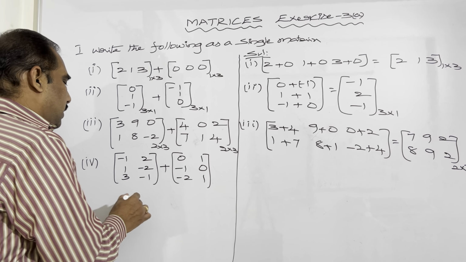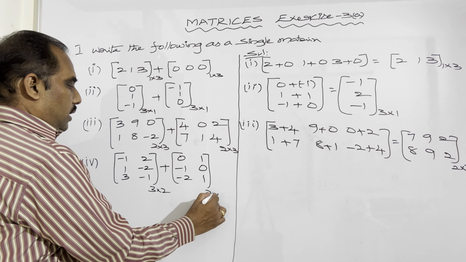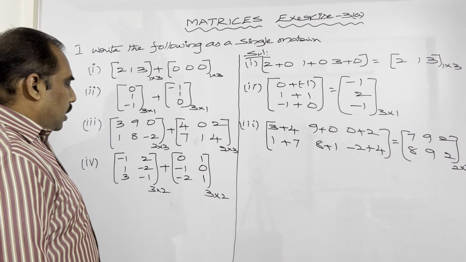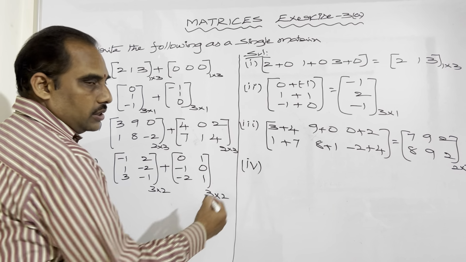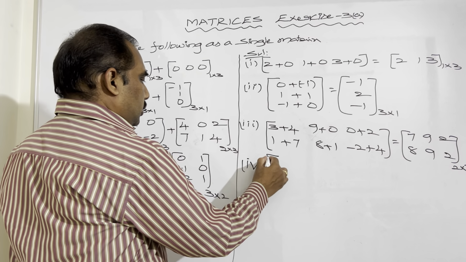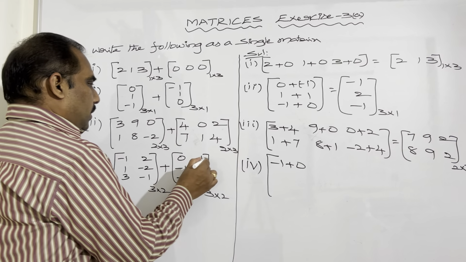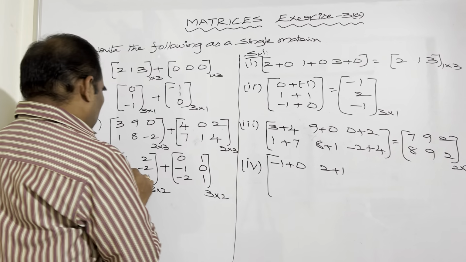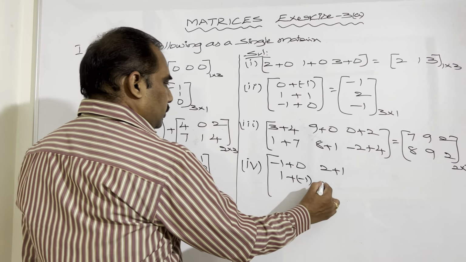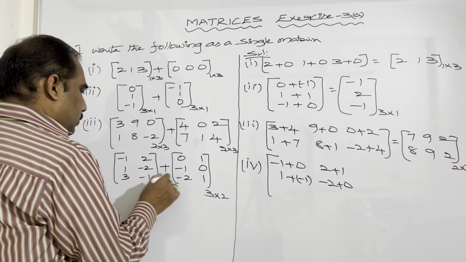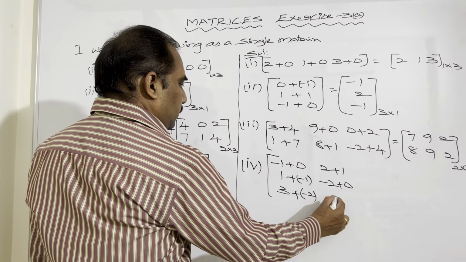Similarly, the fourth one: we have 3 rows and 2 columns, and here also one more matrix with 3 rows and 2 columns. We have to add both the matrices. Both the matrices have the same order, so we add the corresponding elements: minus 1 plus 0, 2 plus 1, 1 plus minus 1, minus 2 plus 0, 3 plus minus 2, and minus 1 plus 1.